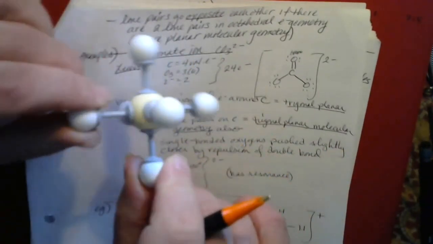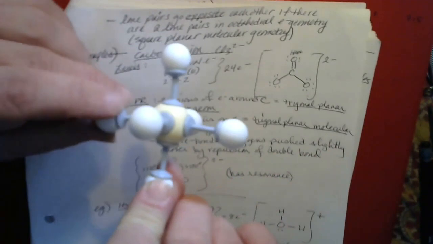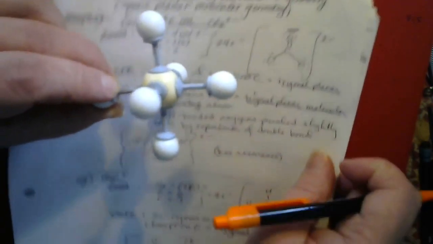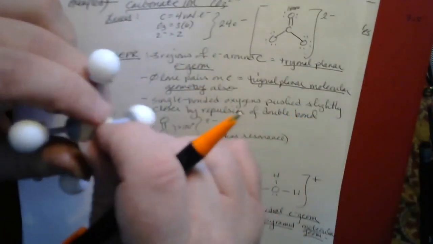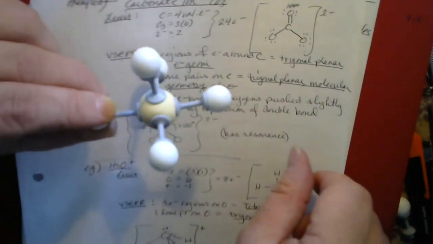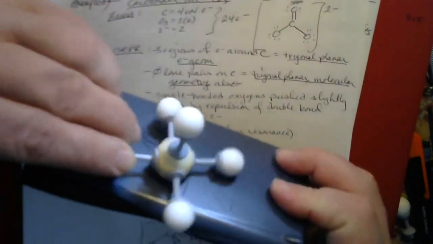So if we have 6 regions of electrons around the central atom, we call that an octahedral electron geometry. If there are no lone pairs on the central atom, then that would also be an octahedral molecular geometry. If there's 1 lone pair on the central atom, it would still be an octahedral electron geometry, but the molecular geometry would now be what we call a square pyramid. Because if you look at it like this, we could fill in this side and this side and this side and this side, and you would have a square pyramid, a 4-sided pyramid.